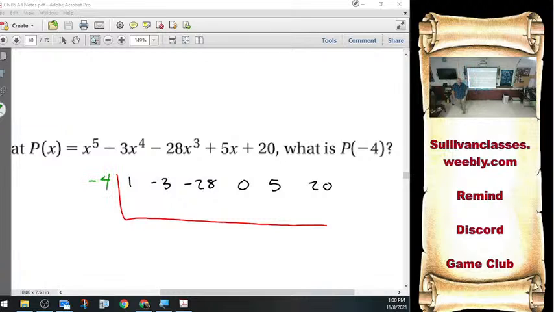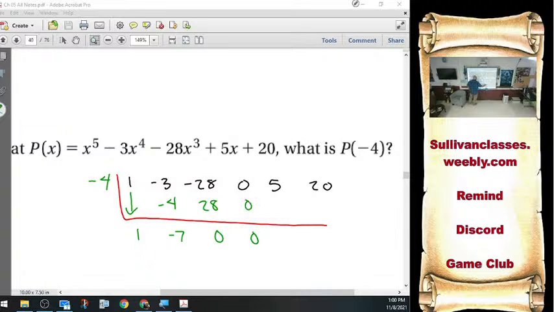Important to note with these, it says find P of -4. It is telling you to plug in -4. Don't switch the sign. We were switching the sign before because we were finding the zero of the divisor. And we say -4 and 1 is -4, -4, -3 is -7, -4, -7 is 28.